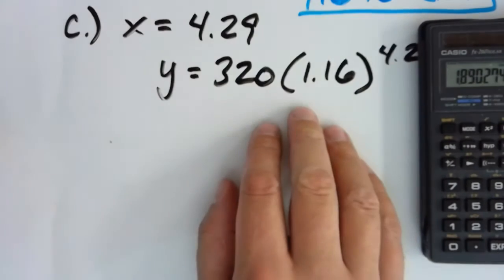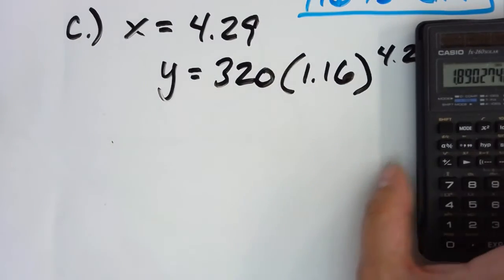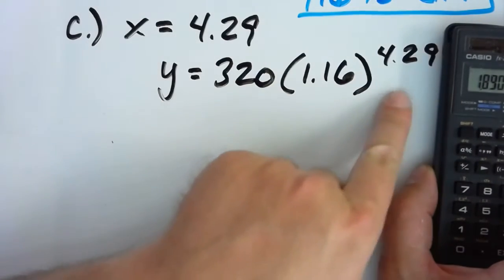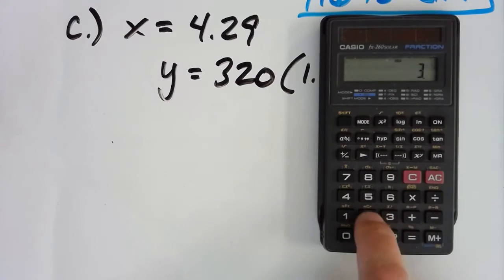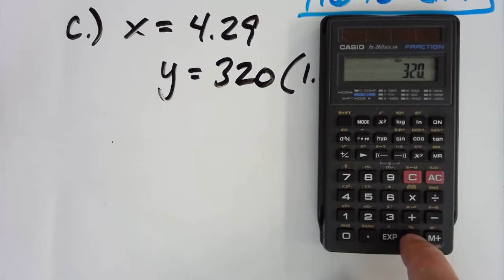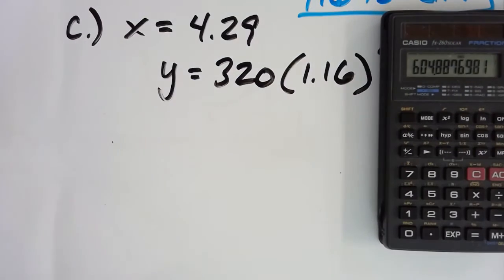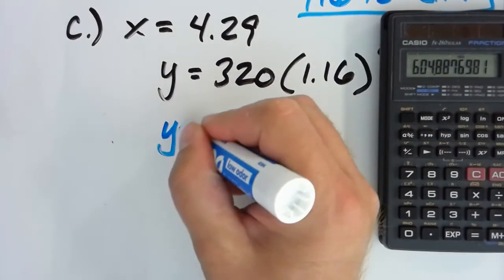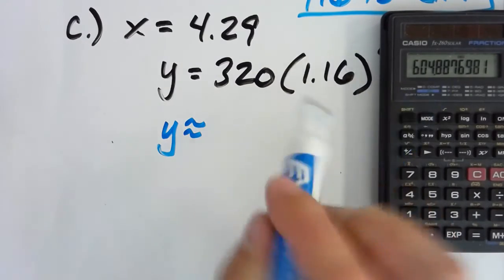I do need to multiply this result by that leading value, that 320. So this 1.16 to the 4.29 power gave me this result. I'm going to multiply that by that 320 right there. Again, your number will be different on your final exam, and this is my result. You'll be asked to round it to 2 decimal places. So just doing that to finish this off, y is going to be approximately 604.89.